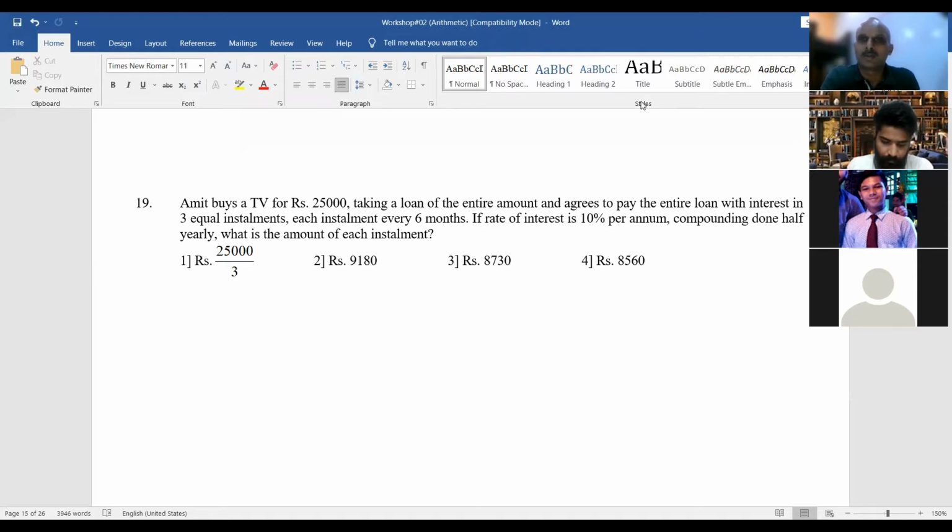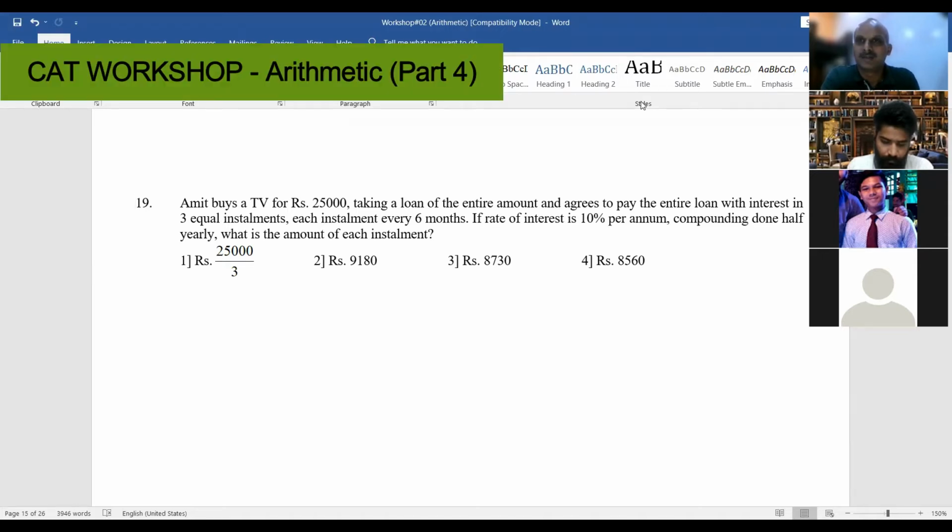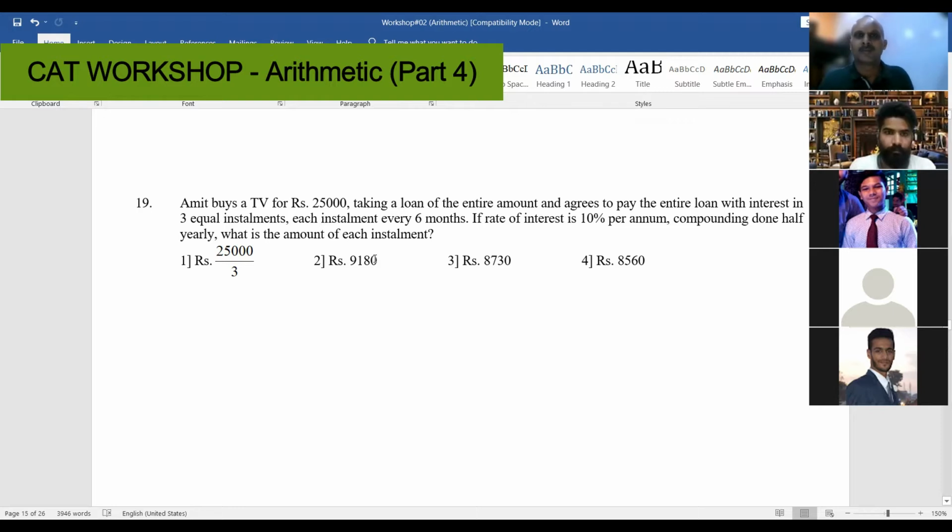So how do you solve questions of installments? Sir, at the end we get a GP. We need to solve that GP, and the compounding is done half yearly, so the rate of interest will become 5%, if I'm not wrong. Compounding is half yearly.